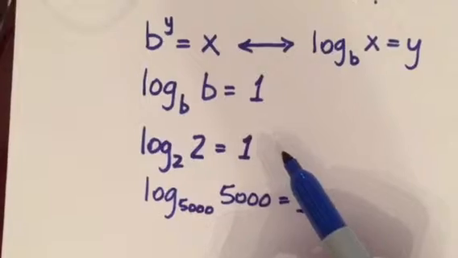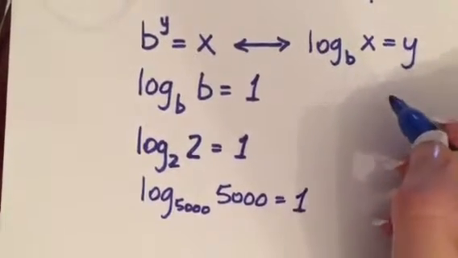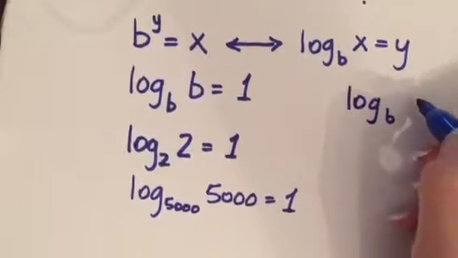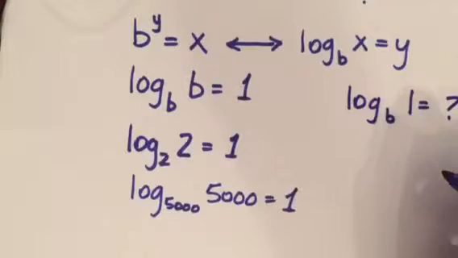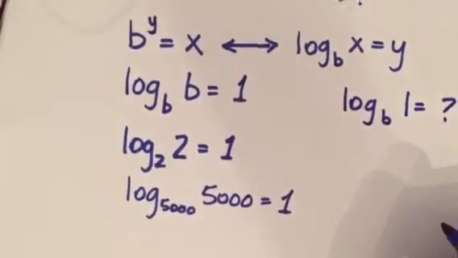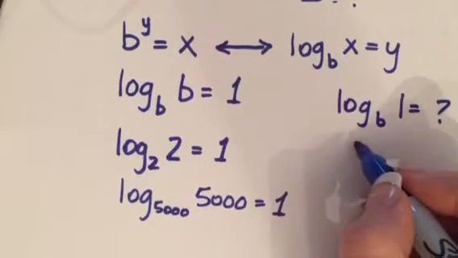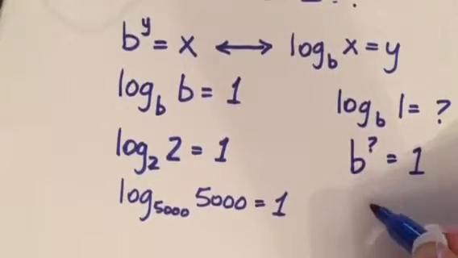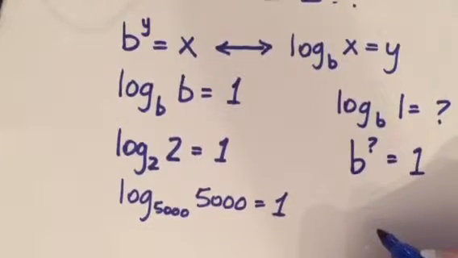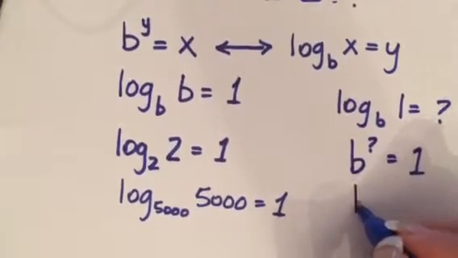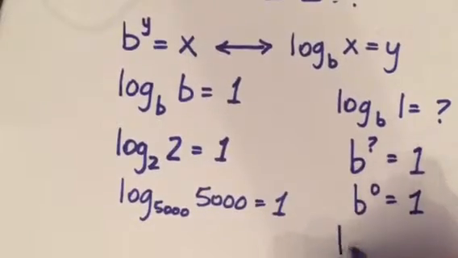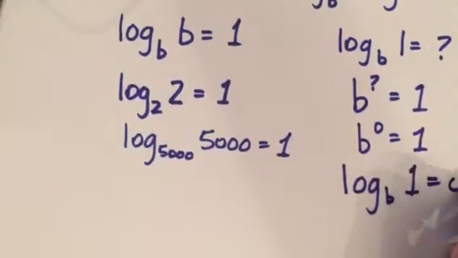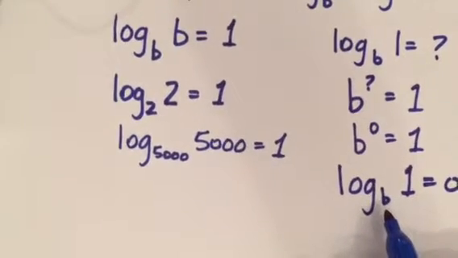Another very basic property of logarithms is this idea. Log base b of 1 is equal to what? Well, think about this. If we're going to rewrite this as an exponential equation, it would be b to what power is equal to 1? Well, recalling our knowledge of exponents, we know that this has got to be 0, because anything raised to the 0 power is 1. So b raised to the 0 power is 1, or log base b of 1 is going to always be 0. And of course that b can change to anything.